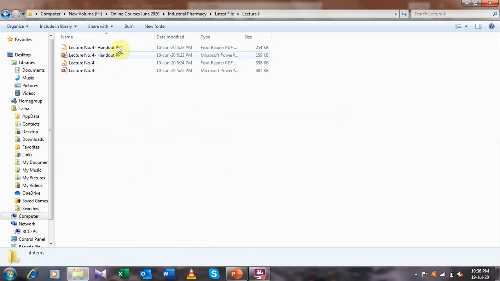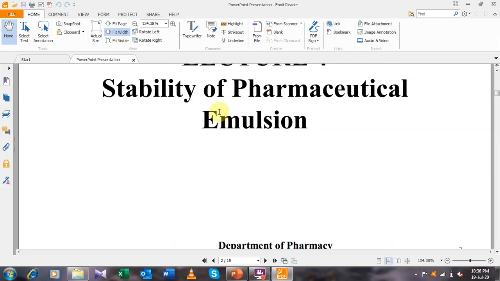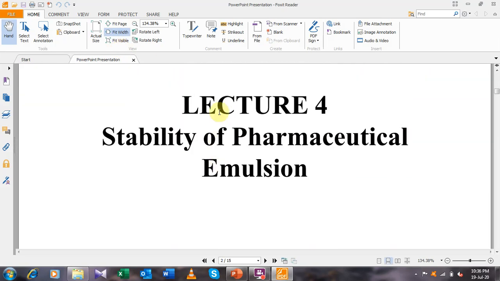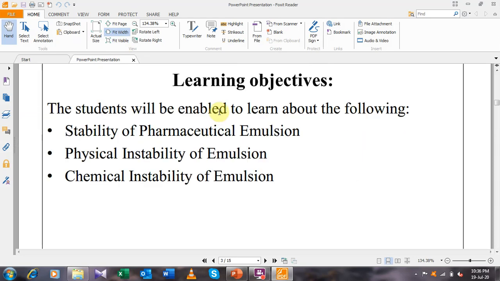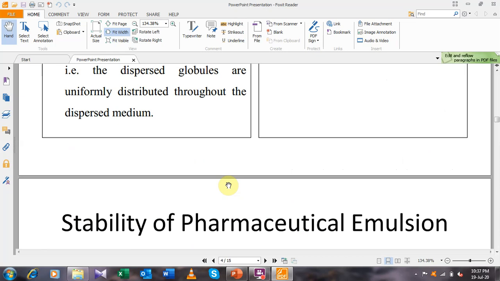In the fourth lecture, what we have studied is the stability of pharmaceutical emulsion. We have studied the physical instability of emulsion and the chemical instability of pharmaceutical emulsion. First of all, we have discussed briefly the stability of emulsion: what is the definition, which pharmaceutical emulsion is said to be stable, and how physical stability of pharmaceutical emulsion is characterized.